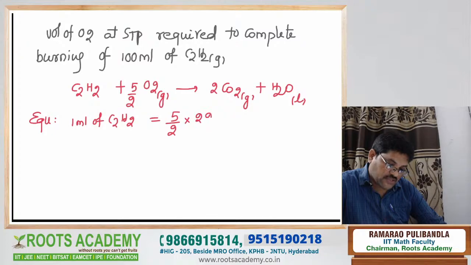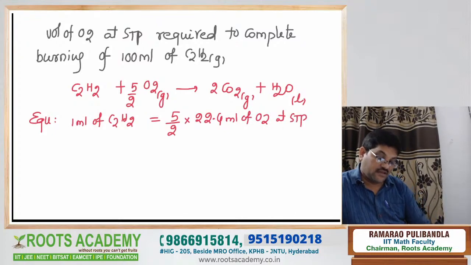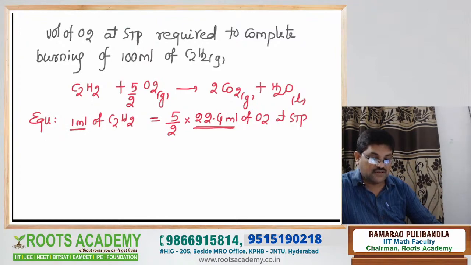1 mole of any gas occupies 22.4 liters, here 22.4 ml, because the volume is in ml. Simple logic. That's why 1 ml of C2H2 gas requires 5 by 2 into 22.4 ml of O2 gas at STP. Understood what I am saying? You may have one doubt: sir, why do you write 22.4 ml? Because here 1 ml is given, that's why I write 22.4 ml. Simple logic.